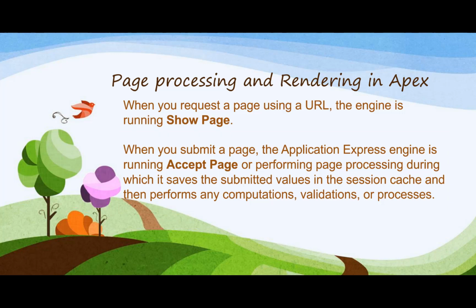So page rendering means simply presenting your page to the client in browser, and page processing means when you submit your page, when you click on submit button or save button, then Apex executes that accept page process and performs all the validations, processes and branching, and then saves your data in the database.